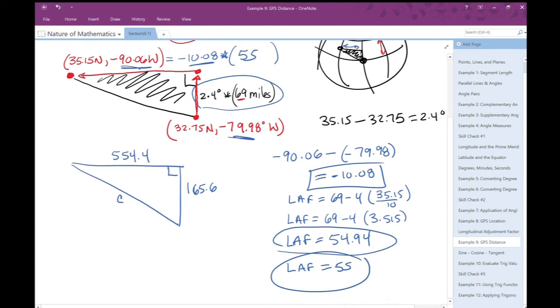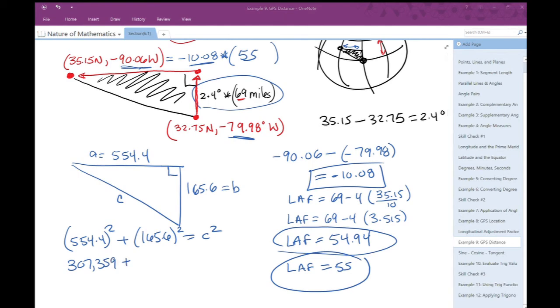And to find the hypotenuse, we have to do a squared plus b squared equals c squared. So 554.4 squared plus 165.6 squared equals c squared. 554.4 times 554.4, what's that? 307,359. And now we have 165.6 times 165.6. That's 27,423.